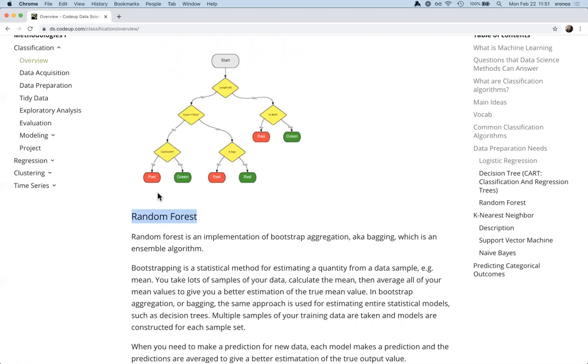Okay, we have a specific lesson on random forests, but it's a type of something called an ensemble algorithm, where it's not just one single algorithm, but there's multiple algorithms going on. That's what ensemble means, just like a musical ensemble.